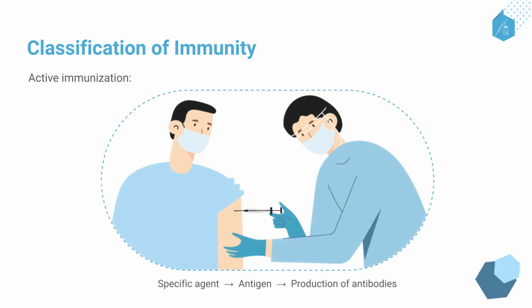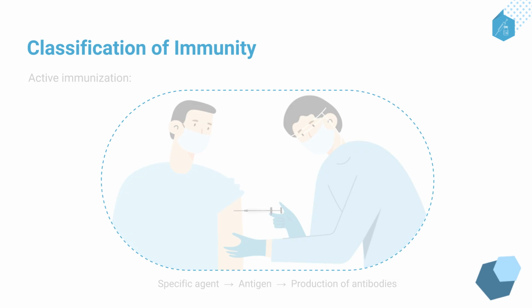Active immunization. This refers to the production of antibodies to a specific agent after exposure to the antigen. This can occur either through natural infection with a microbe or through administration of a vaccine that can consist of attenuated or weakened pathogens or inactivated organisms.